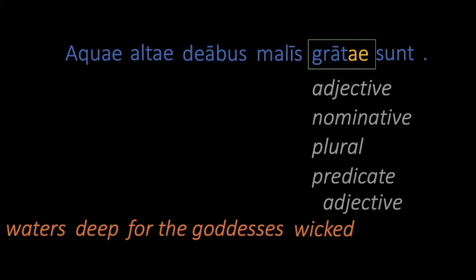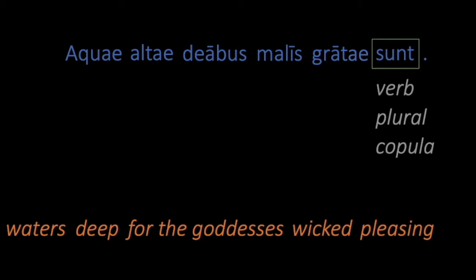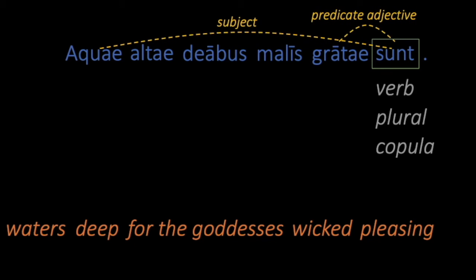Gratai is an adjective. It agrees with aqua, but it is unlikely to be attributive since it is so far away. Let's assume it's a predicate adjective. Its meaning is pleasing. Sunt is the copula we expected when we saw something that looked like a predicate adjective. It links aqua with gratai. It's the plural form, so it means are. This brings us to waters deep for the goddesses wicked, pleasing are.